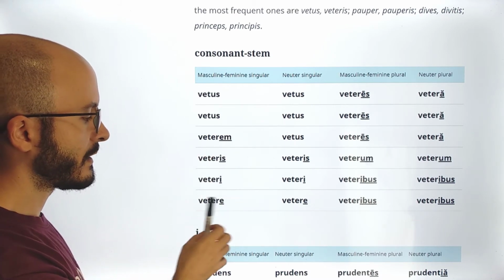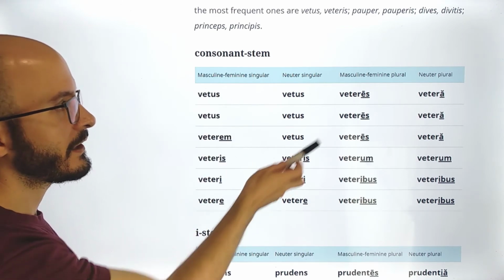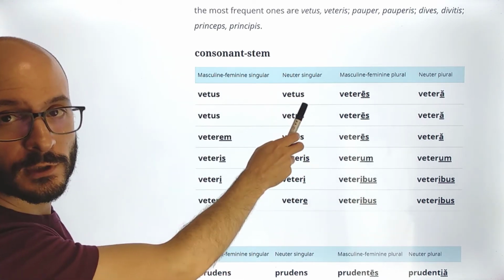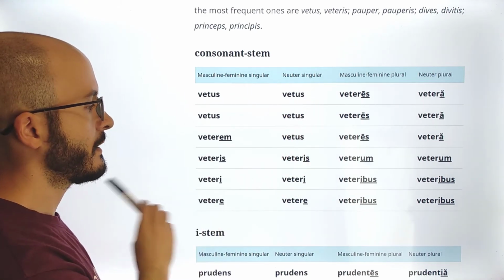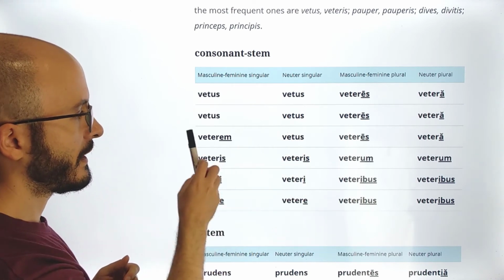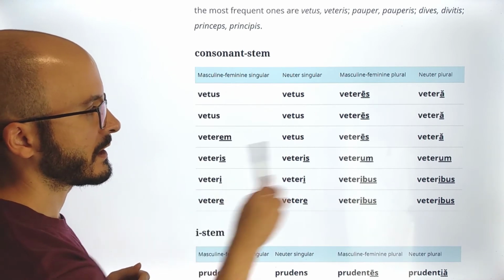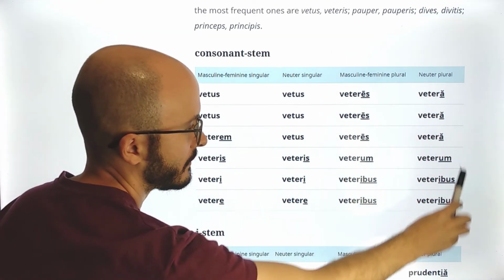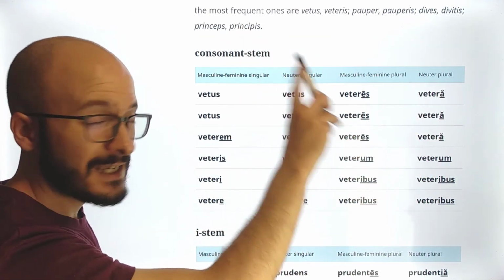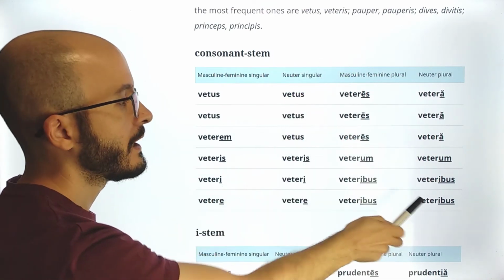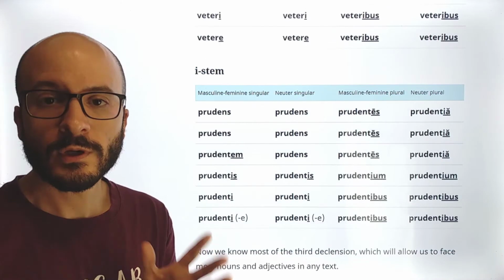So, vetus, vetus, then veterem, veteris, veteri, vetere. Of course, because it is consonant stem, it is -e. And then here we have vetus, vetus, vetus, because it is neuter, and we know that in the neuter nominative, vocative, and accusative are the same. Okay, so we see that here it is different. So this is the same, this is the same, but here it is different, and also here it is different, and here it is the same. Okay, of course, not -ia, because we are in consonant stem, and not -ium, because we are in consonant stem.